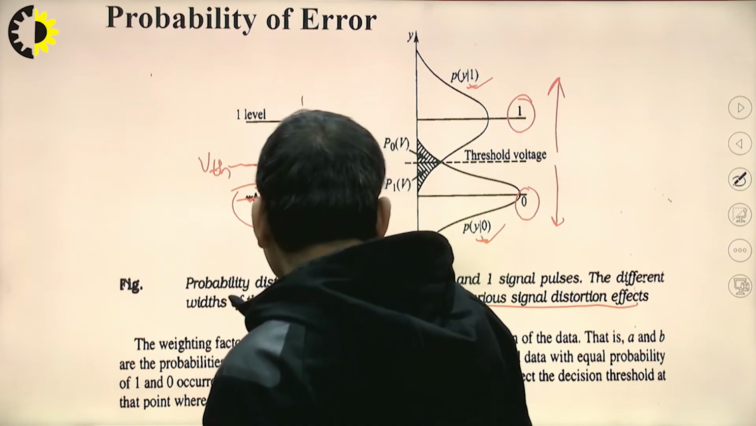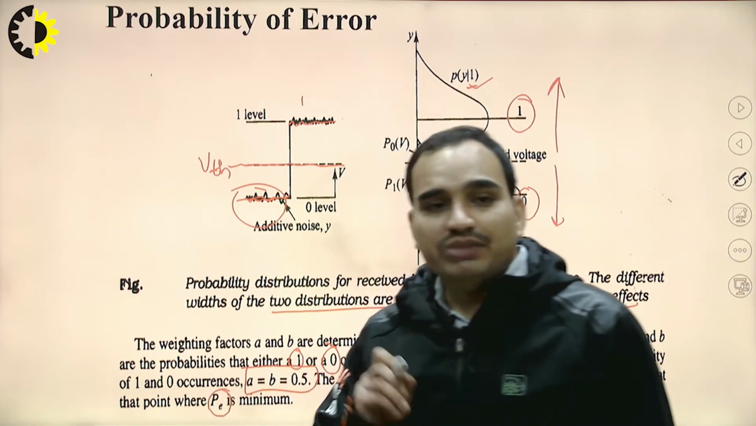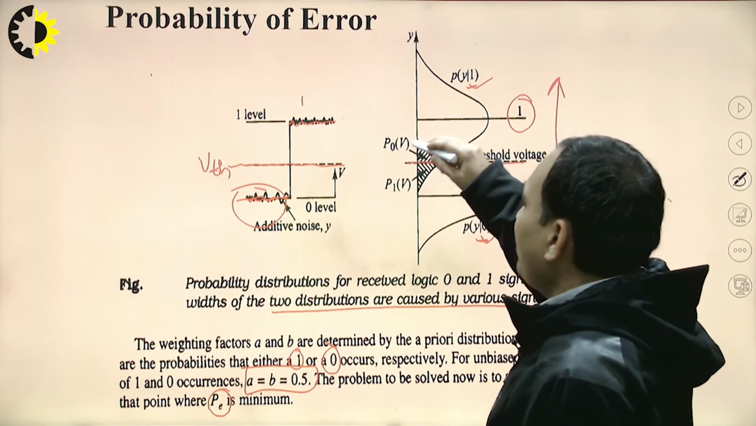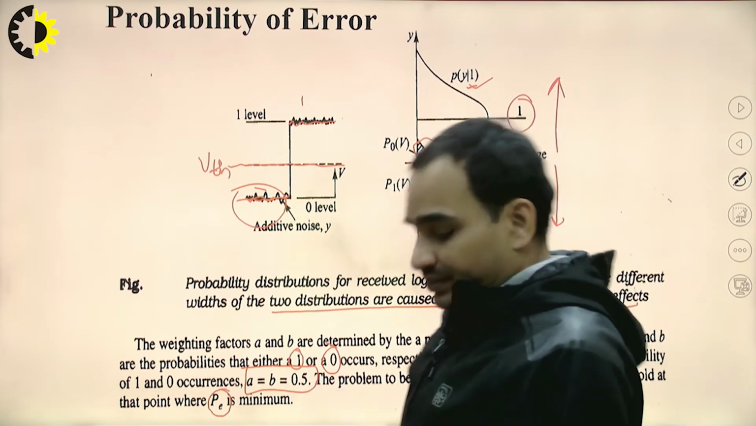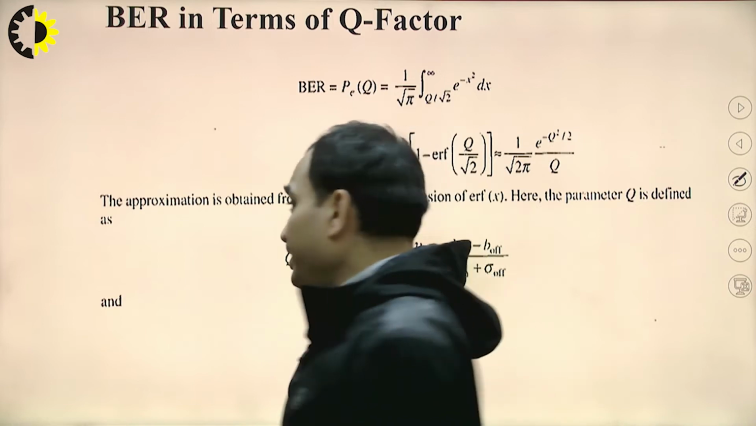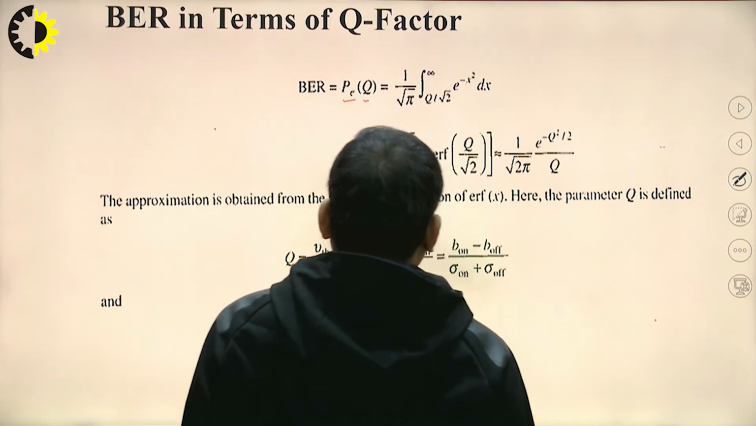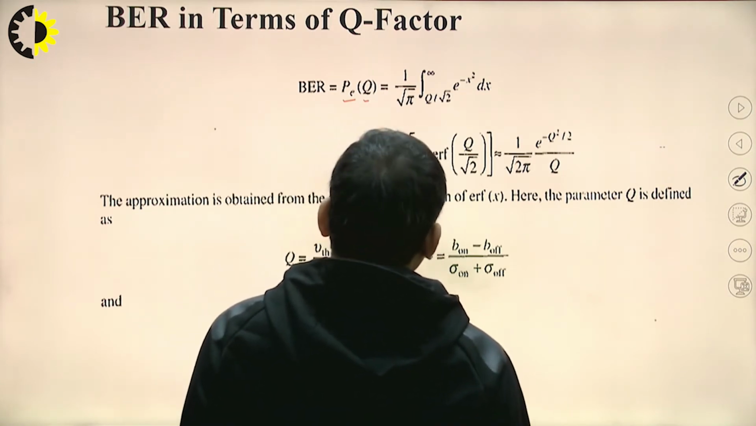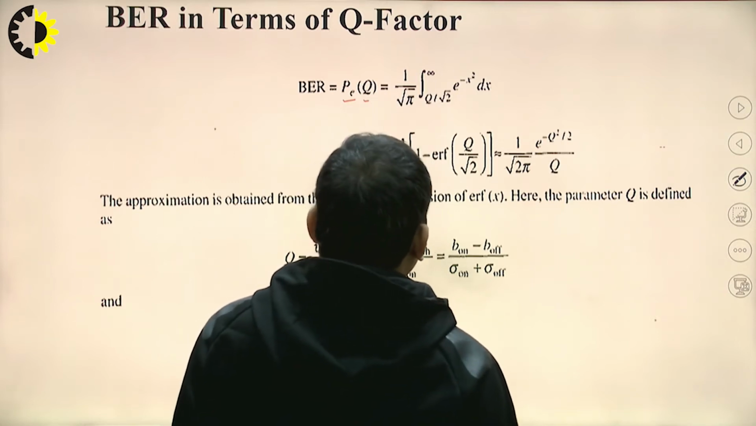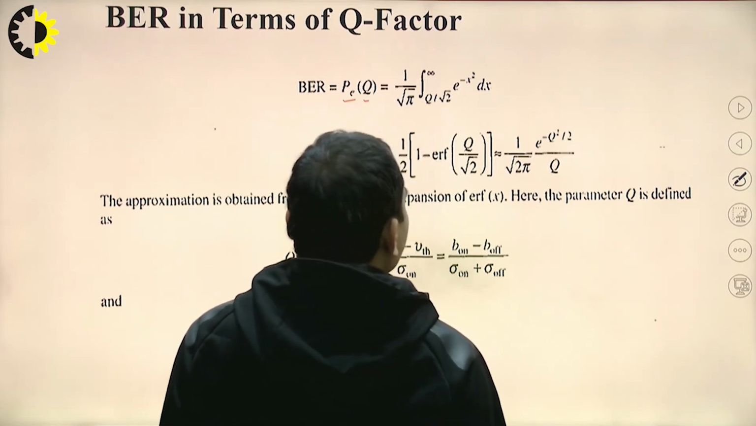So the problem to be solved now is to select the decision threshold voltage at the point where the error is minimum. Here we can see the error is minimum in this region, but here we have the overlapping region which may cause errors. The BER, or bit error rate, is given by the probability of error in terms of the Q function, that is PE(Q) equals 1 by square root of pi, integral from Q by root 2 to infinity of e raised to the power minus x square dx, which equals 1 by 2 times 1 minus erf of Q by root 2, approximately 1 by root 2 pi Q times e raised to the power minus Q square by 2.